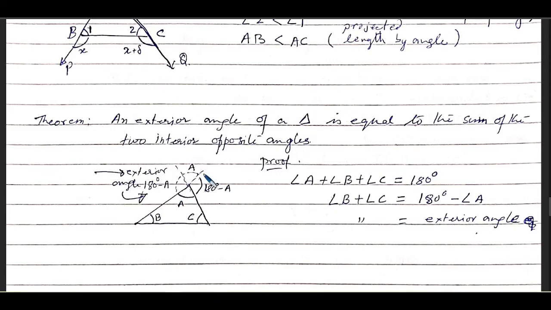If this is A, this angle has to be 180 minus this. So this is the exterior angle. So this angle is equal to angle B plus angle C. Here we know from the sum of all the interior angles of a triangle, angle A plus angle B plus angle C is 180. So I take this as 180 minus A. So this angle is the sum of angle B plus angle C.